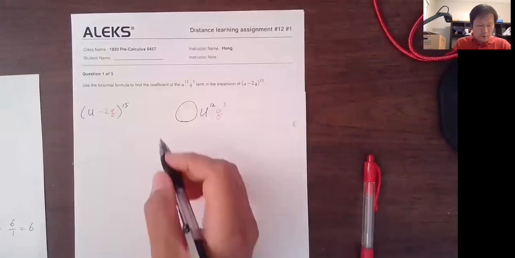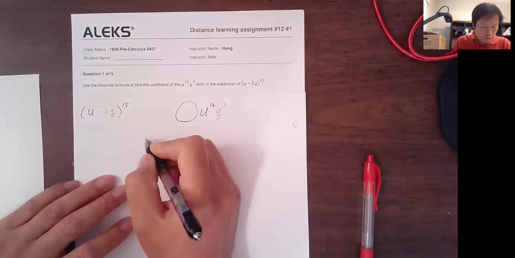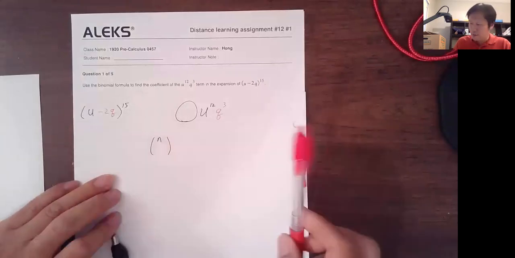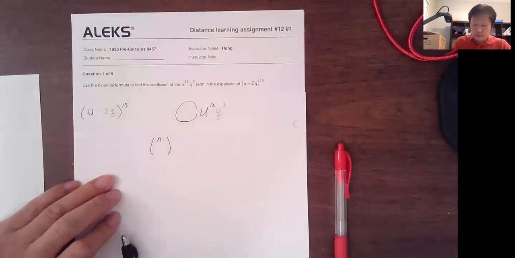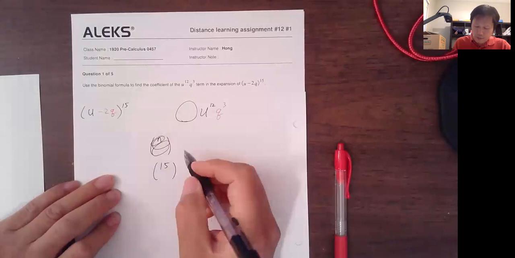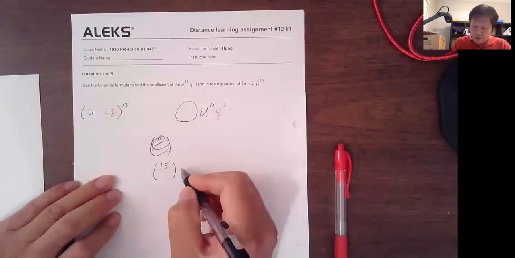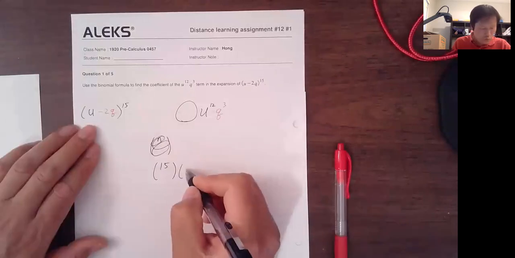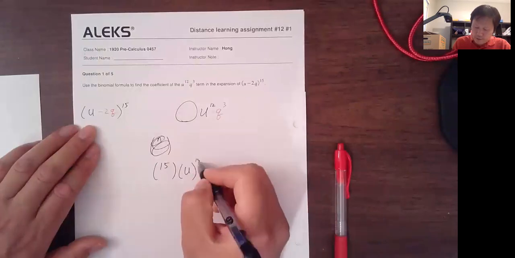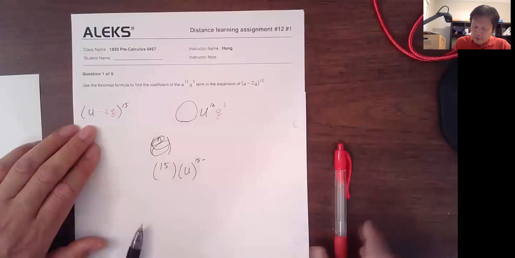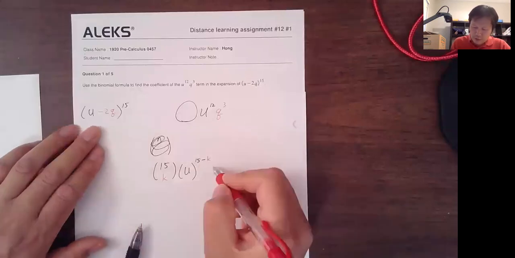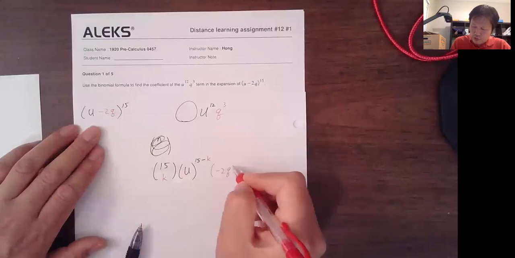So applying that formula, you need to find n, well, n was 15. 15 combination k. The first term was u to the 15th power minus k. The second term is minus 2q to the k power.